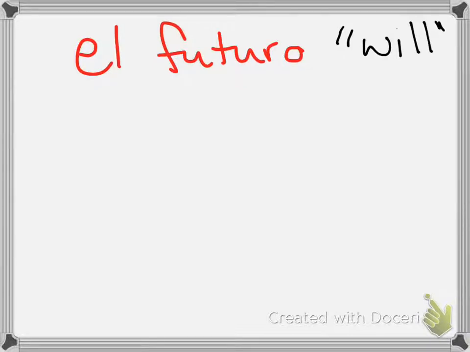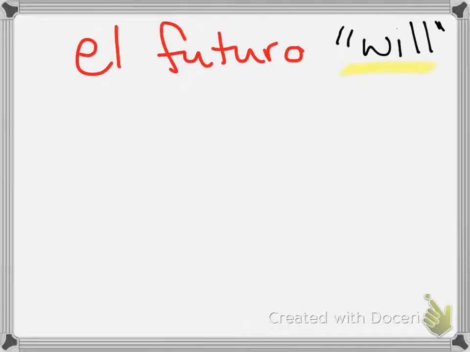Desafortunadamente, o por desgracia, this word will does not exist in Spanish. The word itself does not exist. Instead, we are going to change our verbs. So the verb is what is going to say will, okay? So when you're thinking about the future in English, you're saying this word will, you have to look at what comes next, what comes after it, okay?